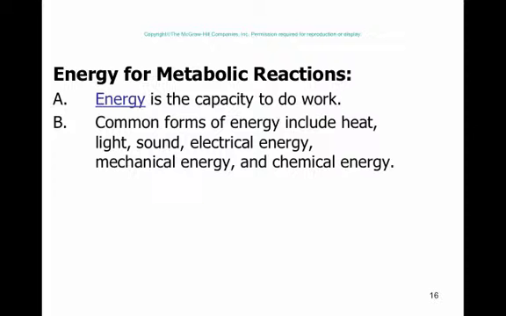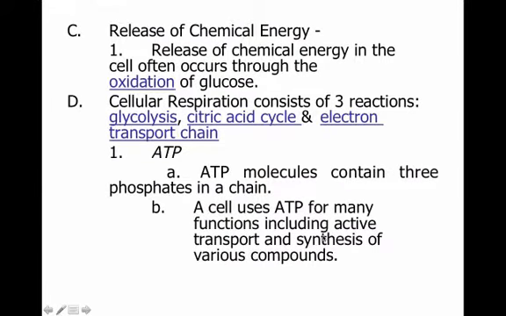The mitochondria makes this molecule, ATP, yes. So energy release occurs through the oxidation of glucose. Glucose is the molecule that you need for energy, and it will go through glycolysis, the citric acid cycle, and then the electron transport chain. And ATP is what's formed, and there are 3 phosphates in a chain on the ATP molecule, and the cell uses ATP for many functions of active transport and synthesis of various compounds.